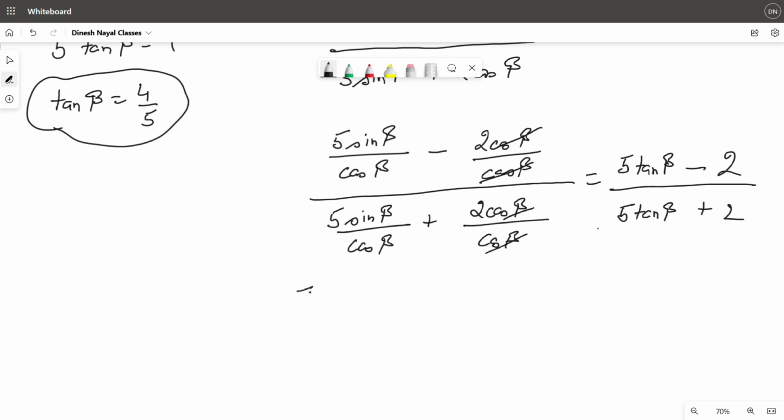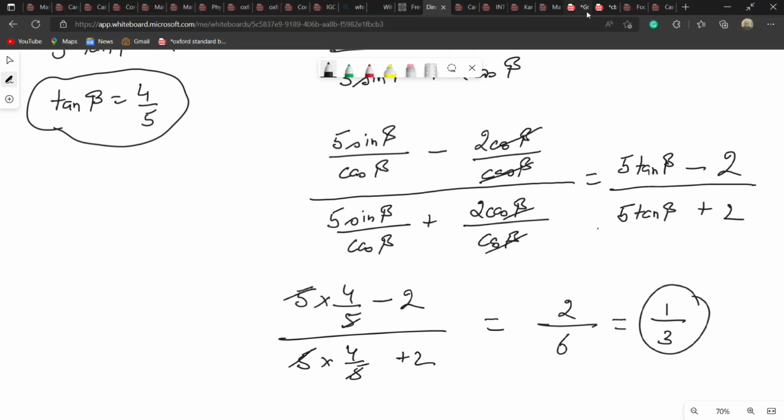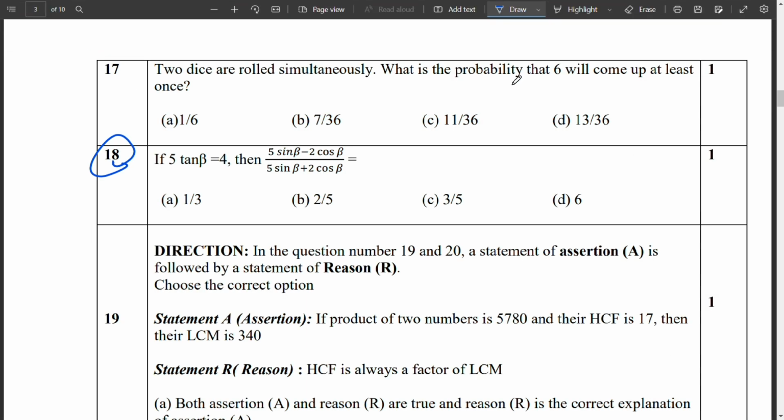Now we substitute the value of tan beta, which is 4 by 5. This will be (5 into 4 by 5 minus 2) upon (5 into 4 by 5 plus 2). Now 5 and 5 will get cancelled. 4 minus 2 is 2, and 4 plus 2 is 6, which is 1 by 3. So the answer is 1 by 3. Let's go to the question and see which option is correct. You can see option A is correct, which is 1 by 3. So this is our answer.